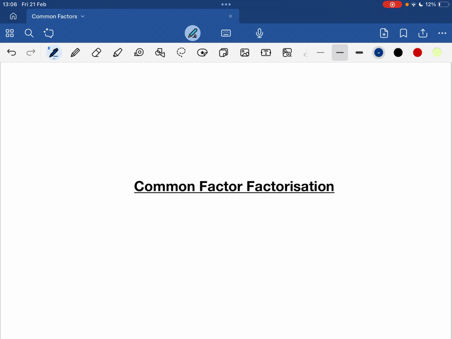Today we're going to be kickstarting our lessons on factorization. This is particularly for grade 9s and grade 10s, but I know there are some grade 11s and 12s that struggle with factorization as well, and I really would suggest that you follow along with this series. To kickstart this, we'll start with common factor factorization. Let's jump straight into it.